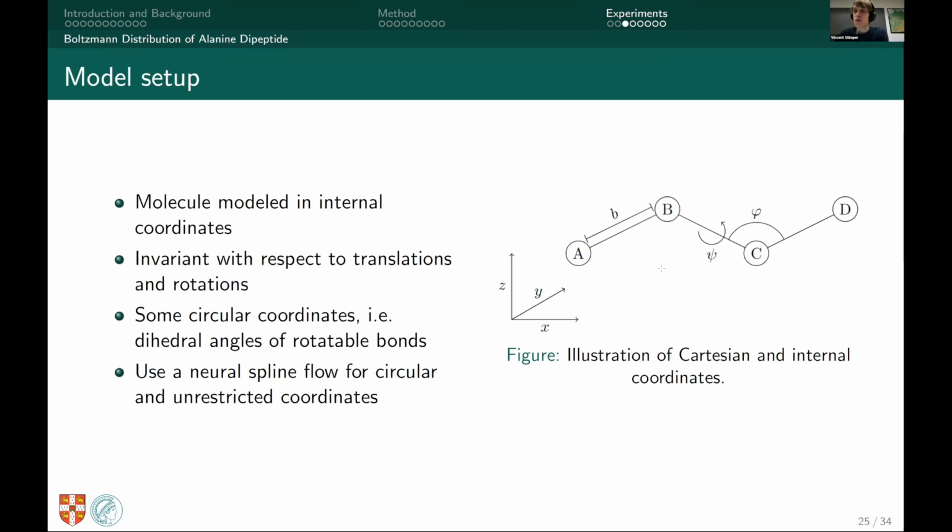So we didn't account for this. Basically, the way we get around this is that we have a fixed set of coordinates, right? Therefore the periodicity needs to be learned by the flow.